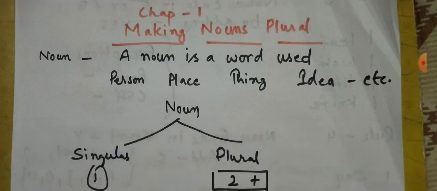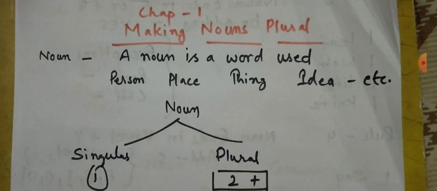I believe every one of you has heard about nouns. Basically we say that a noun is a naming word, right? And a noun is a word used for a person, a place, a thing, an idea, etc.